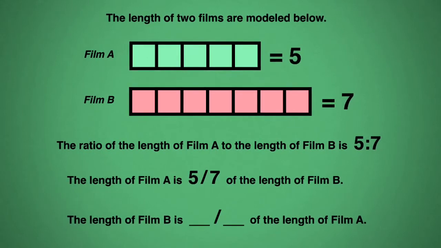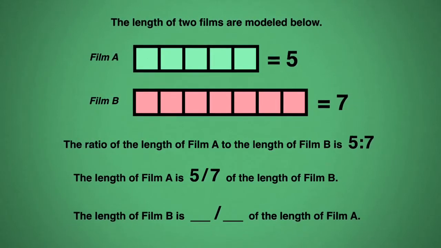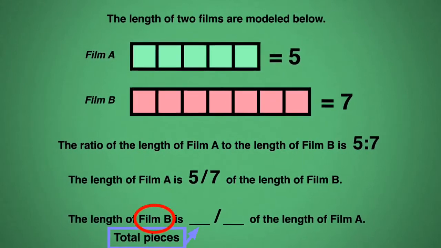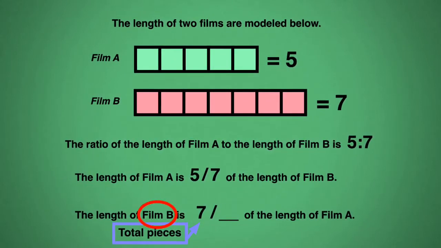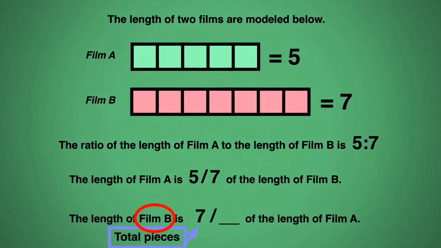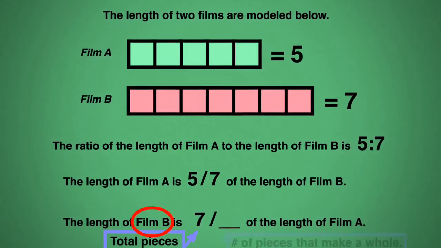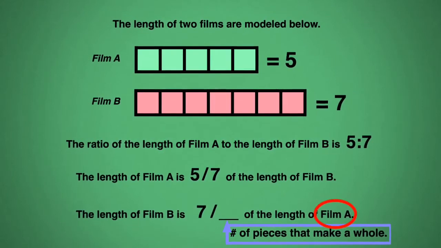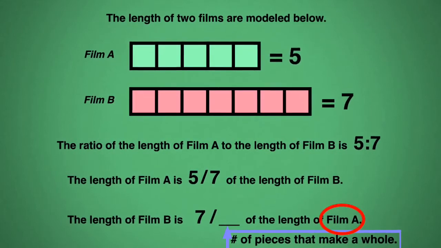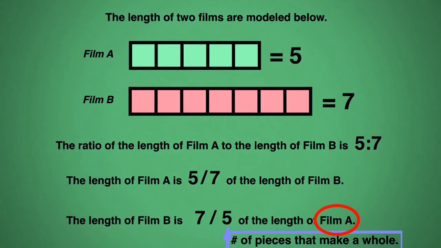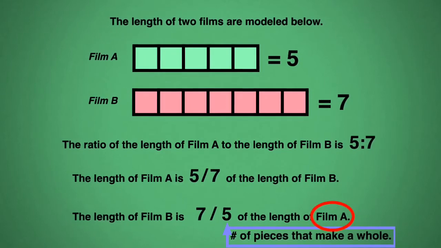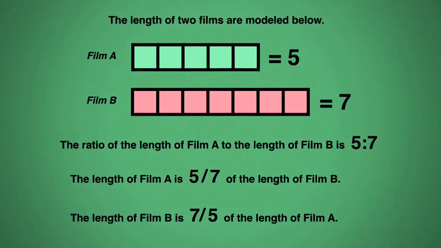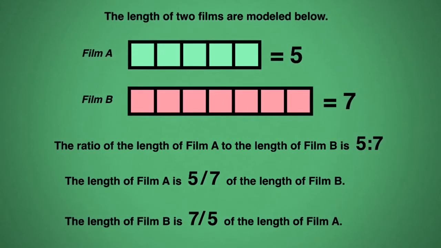So then, the length of film B is what exact value of the length of film A? Again, the numerator is the total number of pieces, and because we're talking about film B, we simply plug in the length of film B, 7, because that's the total number that we have. For the denominator, we need to find the number of pieces that it takes to make a whole, and because our standard in this sentence is film A, we look to film A and see that it is a length of 5, and that's how many it takes to make a whole, so we plug it in. And finally see that the length of film B is 7/5 the value of the length of film A.